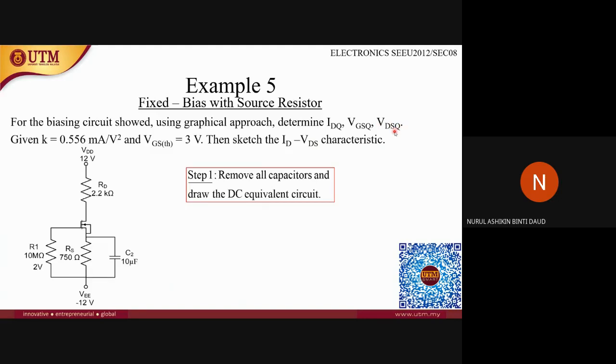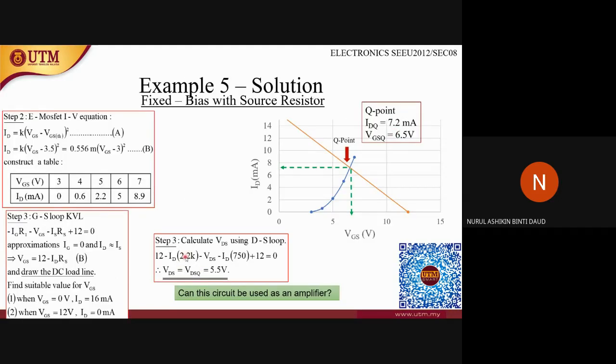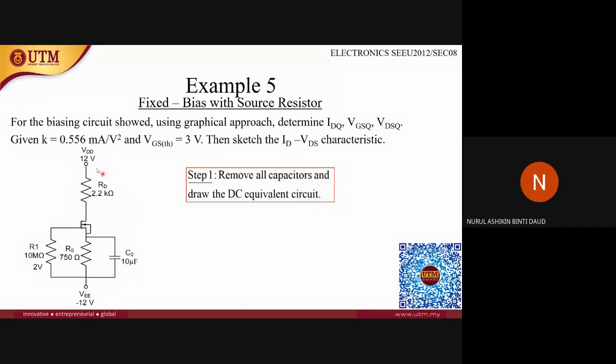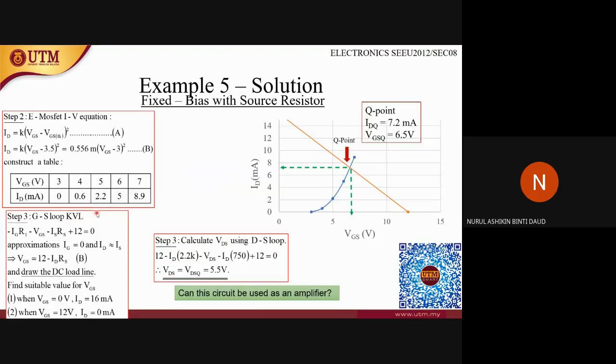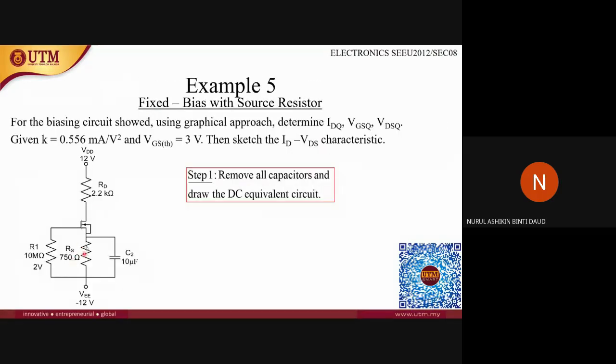VDSQ. To solve for VDSQ, we need to look at this loop. So VDD minus VDSQ minus the potential drop at RD, and also minus the potential drop at this point, RS as well.